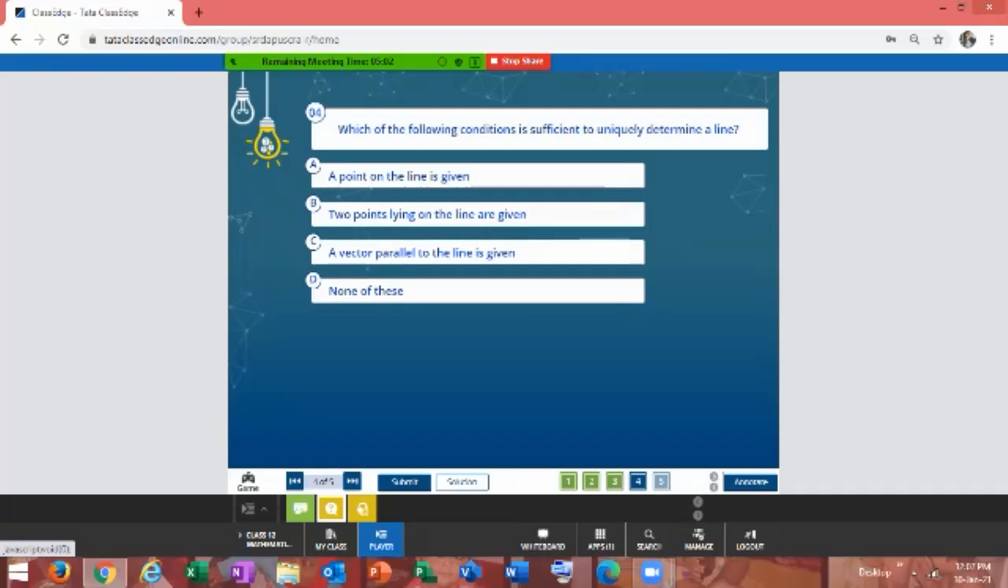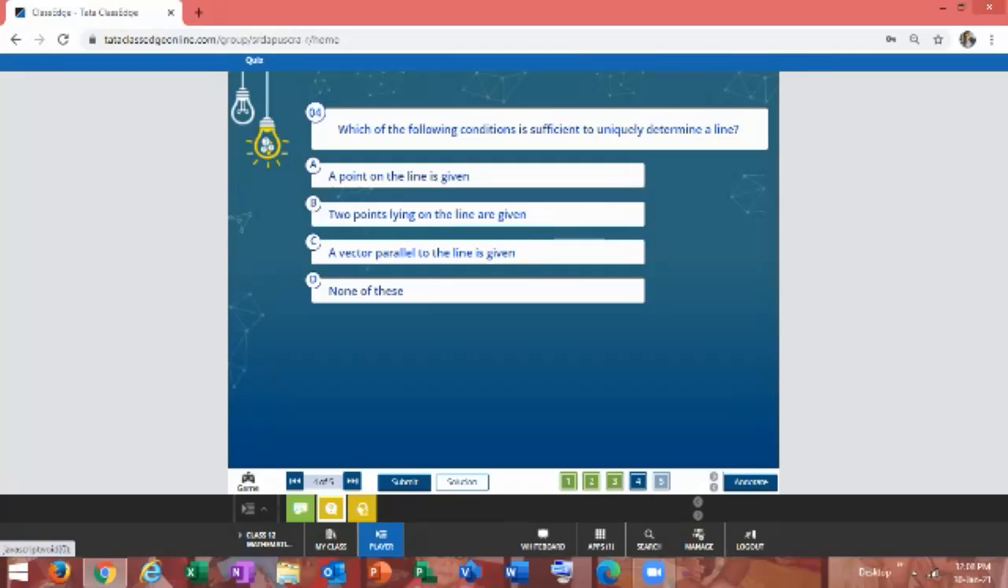Which of the following conditions is sufficient to uniquely determine a line? The options are: a point on the line is given, 2 points lying on the line are given, a vector parallel to the line is given, and none of these. So B. Read the sentence: 2 points lying on the line are given. Okay, the rest are thinking it is the correct answer.